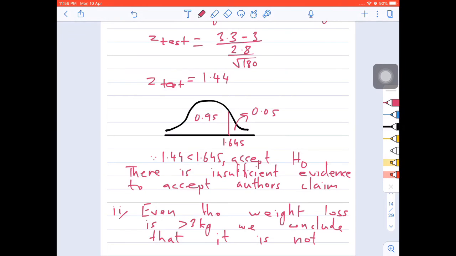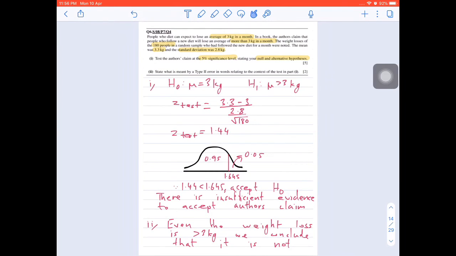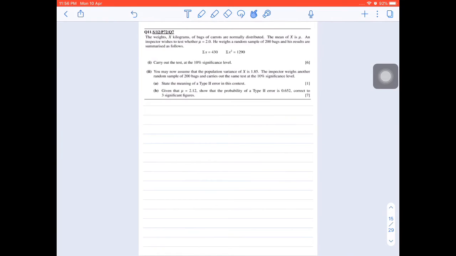So again, what we did over here was that even though H0 was wrong, it's a type 2 error. So H0, that is mu equals 3 kg, was wrong. So that means that mu is greater than 3 kg. So even though weight loss is greater than 3 kg, we conclude that it is not. That is type 2 error.